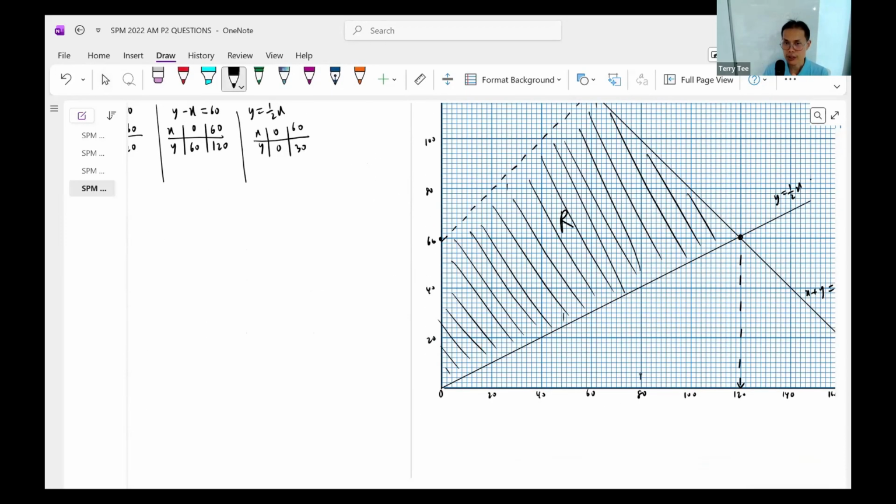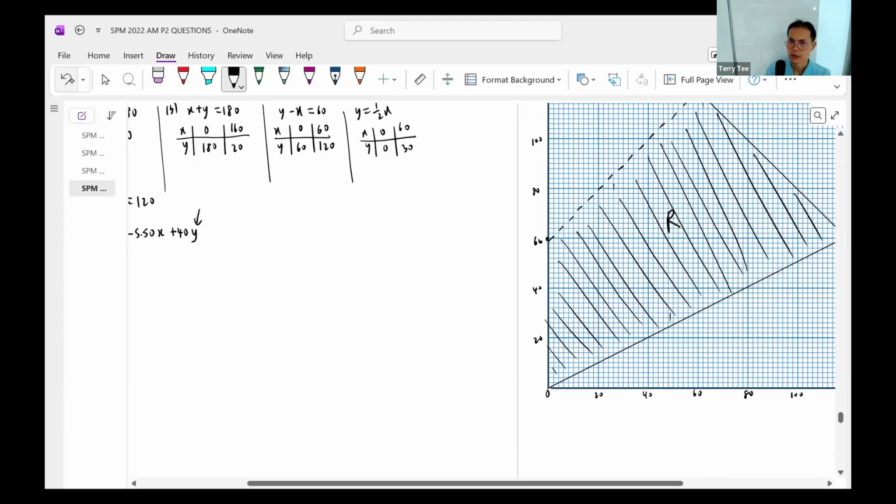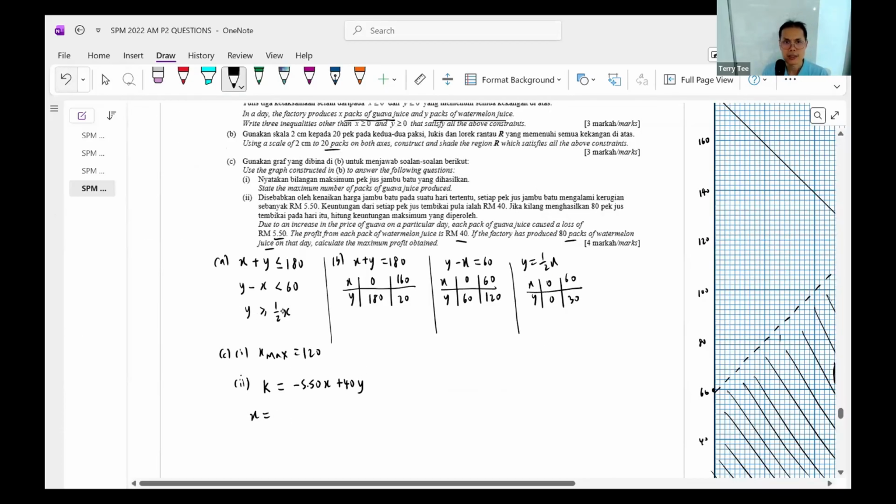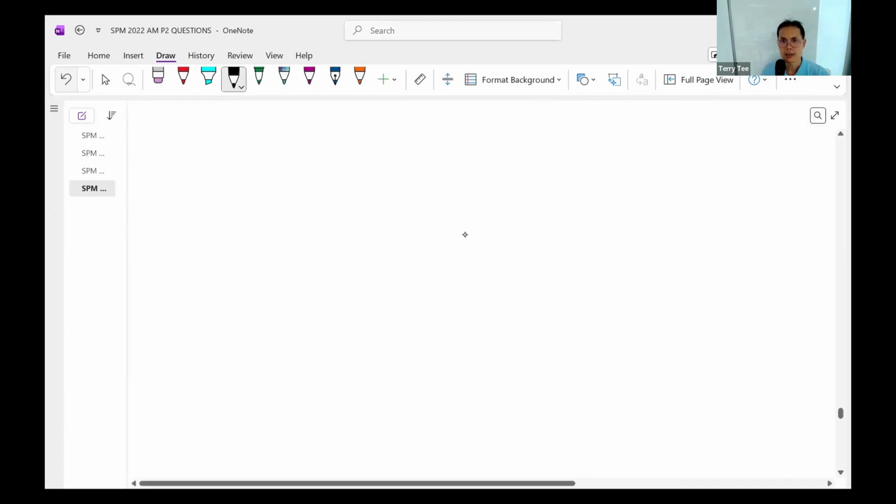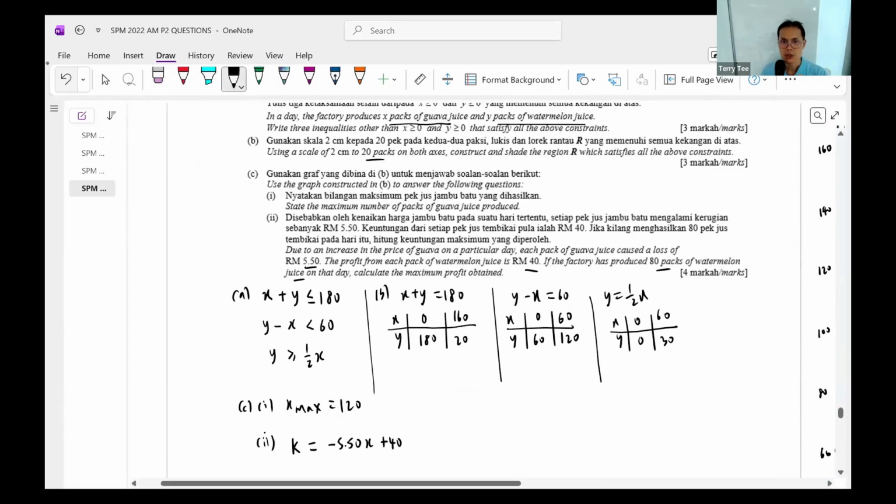Yeah, and they already gave us this, the number of guava sold. What's your Y? Okay, let me see. Wait, sorry. I think I made a mistake here. Not 80. Your guava or your watermelon is 80. Watermelon is 80, sorry.